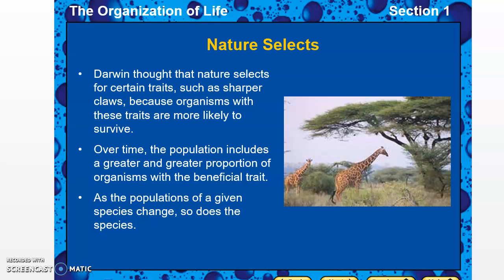Darwin thought that nature selected certain traits that were more advantageous for the organism's survival. For example, an animal might have sharper claws, and that might help them to catch and kill their prey and survive better if their claws are sharper. So over time, when you have this population that has that beneficial trait more and more, that beneficial trait is what you see more of in the population. So as that population changes, so does the species.